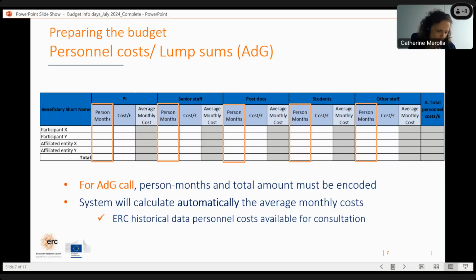And just a little advice there, we also have the ERC historical data personal cost dashboard available for applicants to have a look, to compare, and if really the cost that they have encoded in the table is much higher than what we have in the dashboard, you are invited to give a word of explanation. Please do read carefully the information for applicants, because there you have all the information that you need.